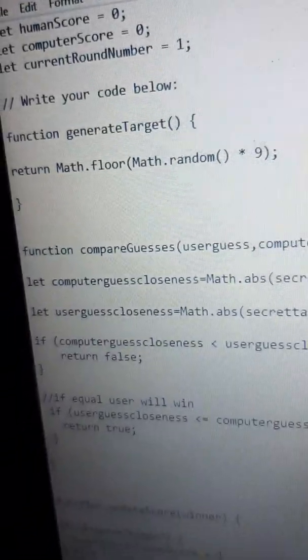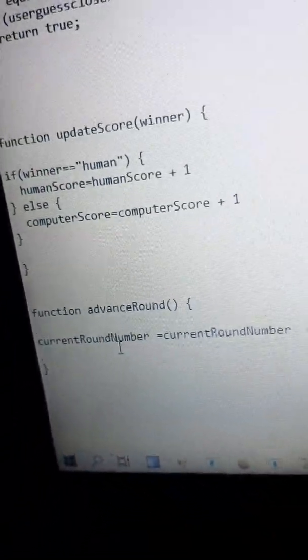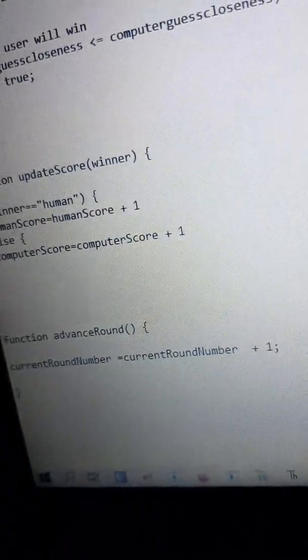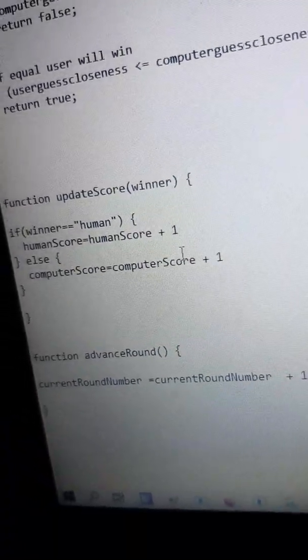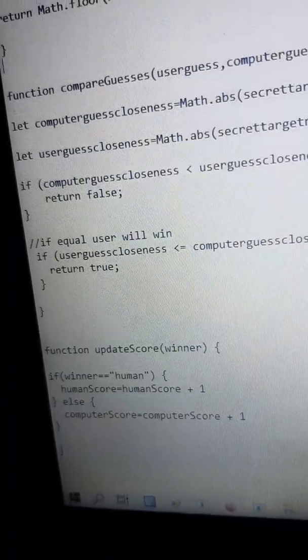Now the current round number is implemented when you go to the next round. There's a button there for that, and that's the advance round there. So that's where that takes place. That's all they wanted for that. It was JavaScript. That was it.